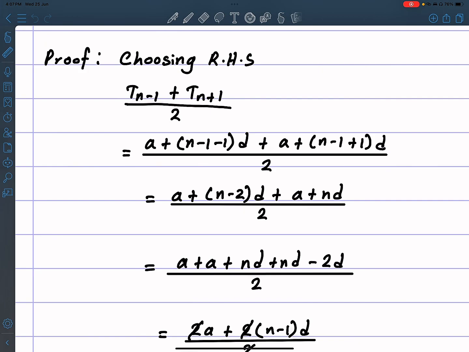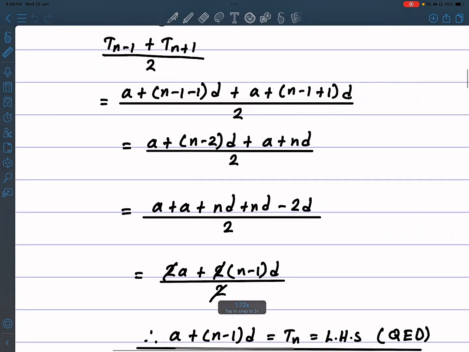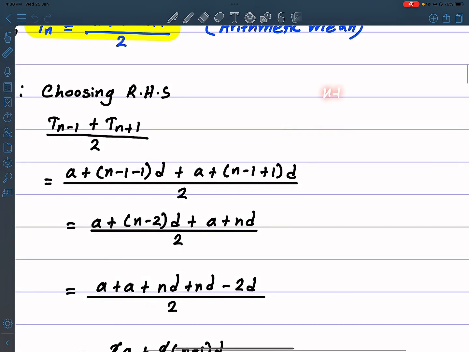The generalized formula for n minus 1 would be n minus 1 minus 1 because we're taking the n minus 1 term. So n minus 1 is in place of n. So minus 1 that we get n minus 2. So here it is written over here. And for the next term, it is a plus n minus 1 plus 1. Here n minus 1 is being added with 1 because we are taking a look at the n plus 1th term.